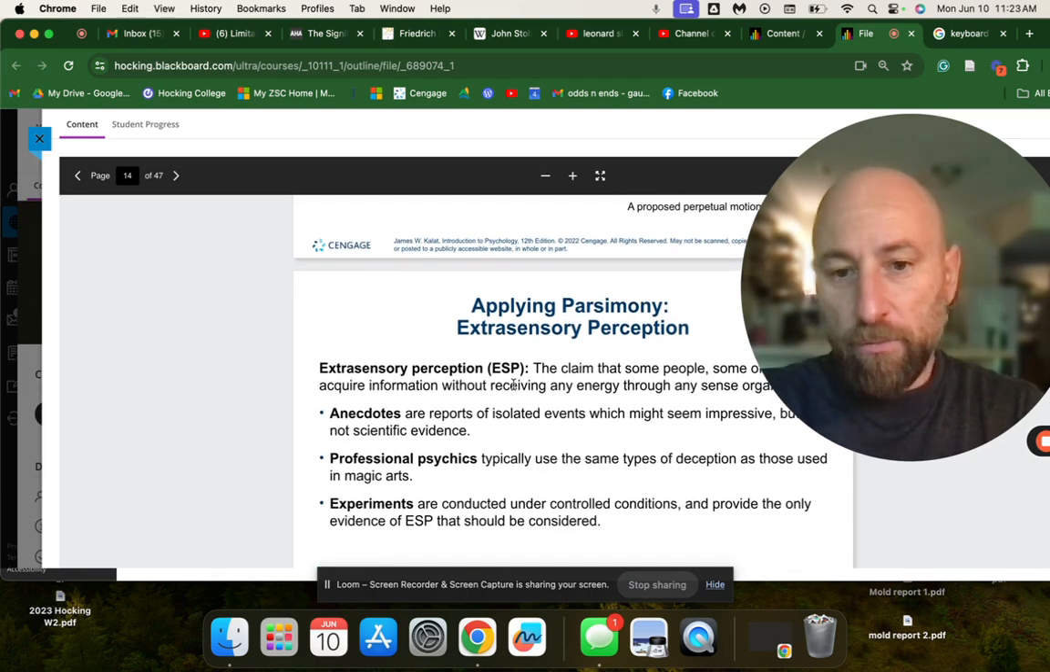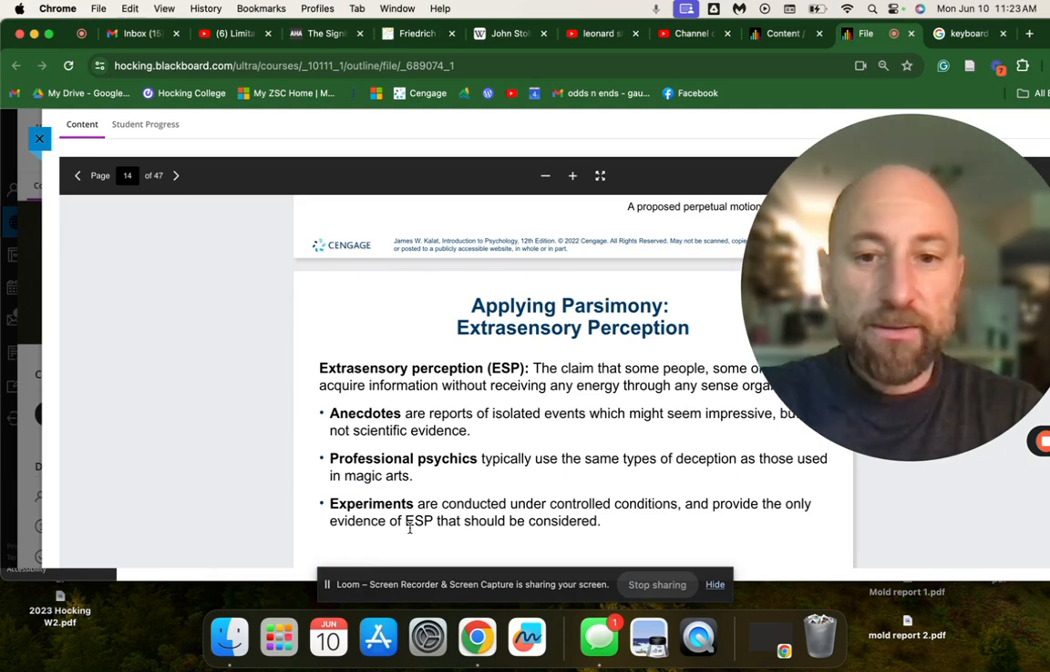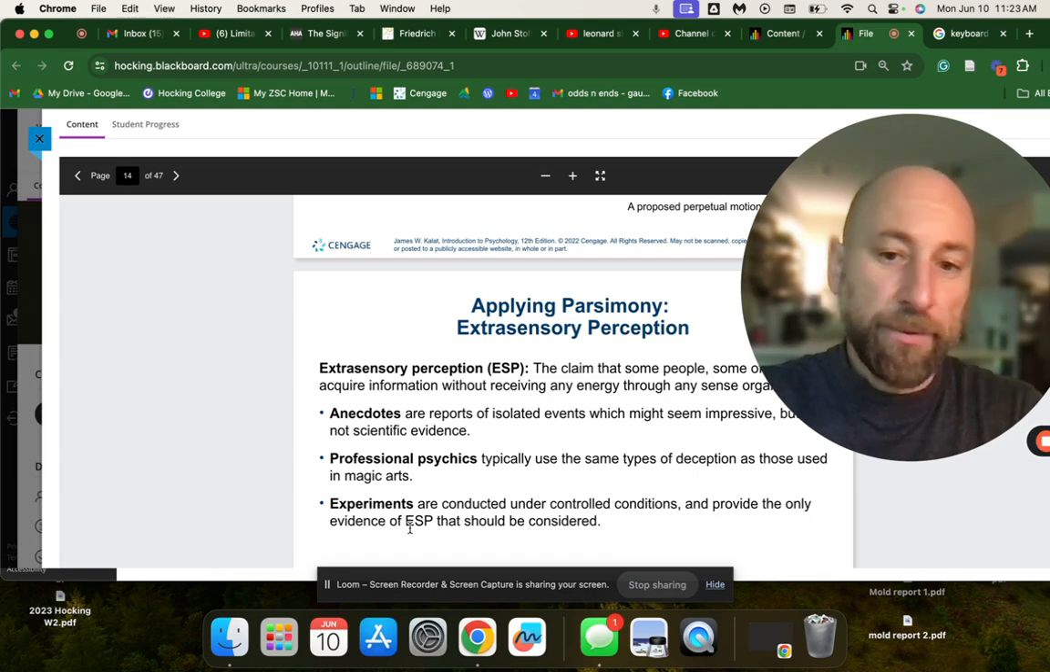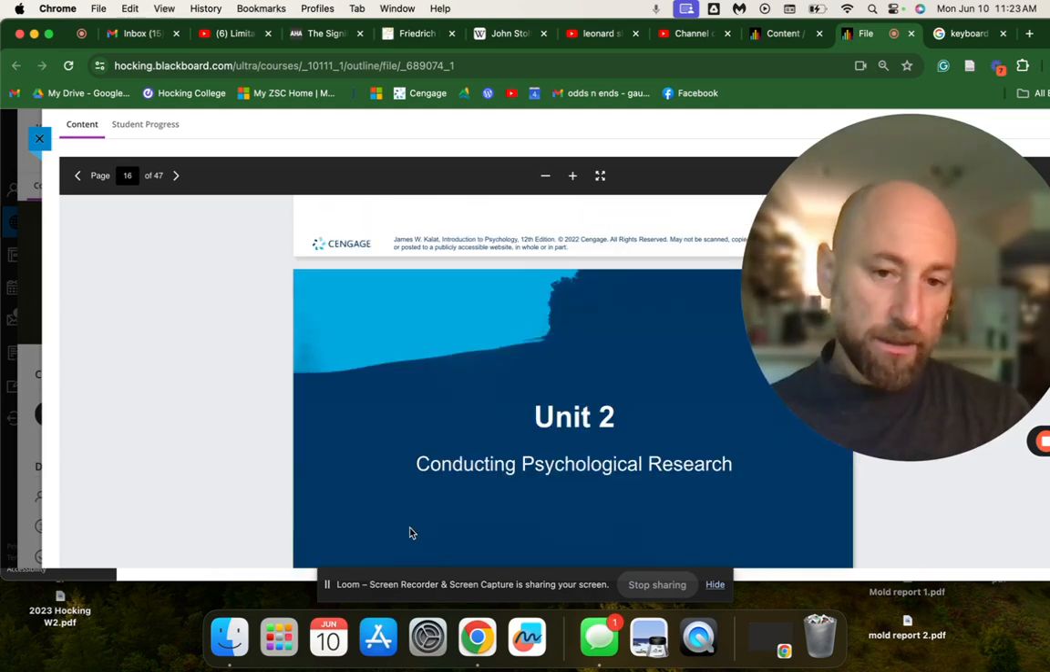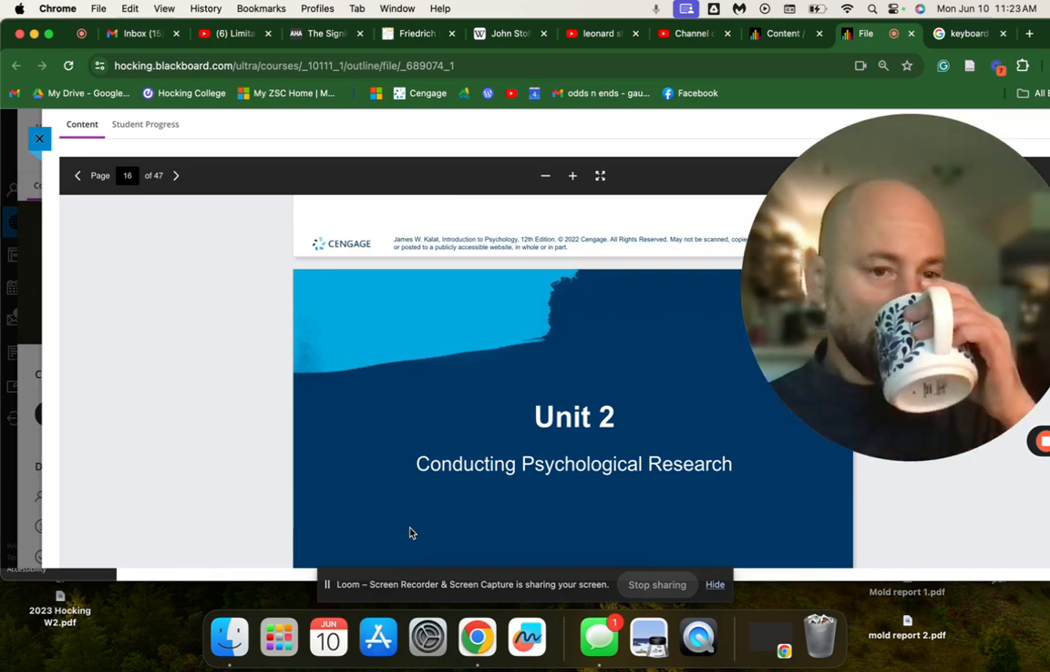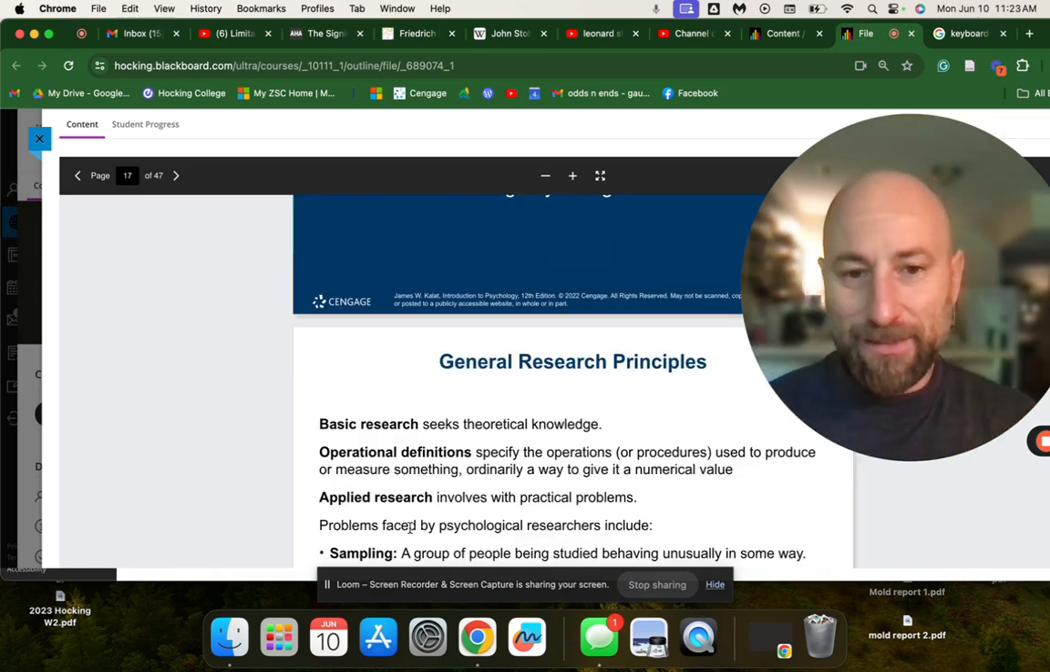So what we want to do is focus on experiments, and experiments have not really shown that people can, for example, use remote viewing or things like that. So what does it mean to conduct psychological research? Basic research seeks theoretical knowledge.